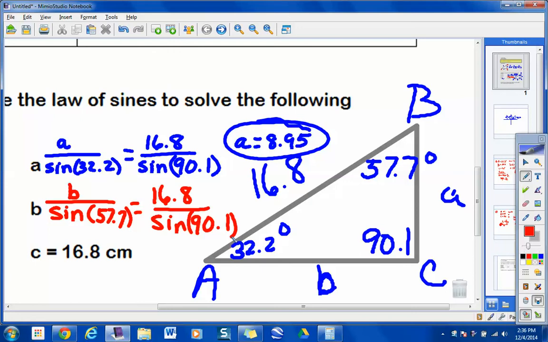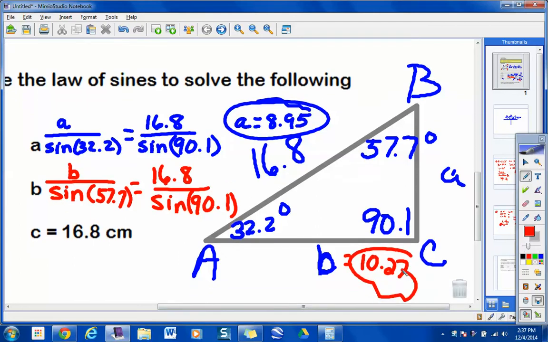How much again? 10.27. You guys concur? Yes, no, yes? Okay, 10.27. All right, so B is. Okay, so my first concern about this.